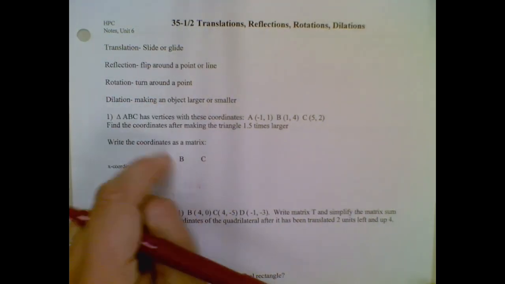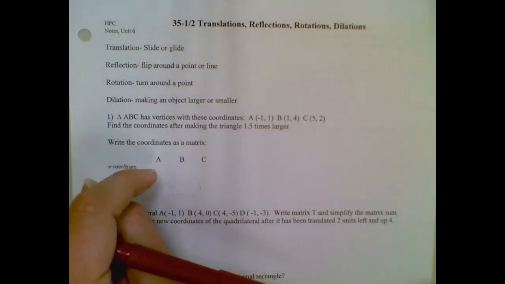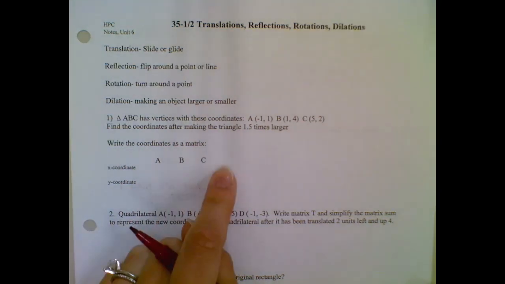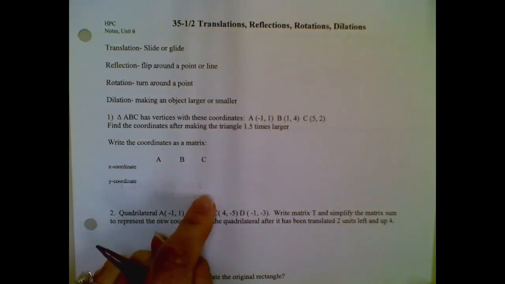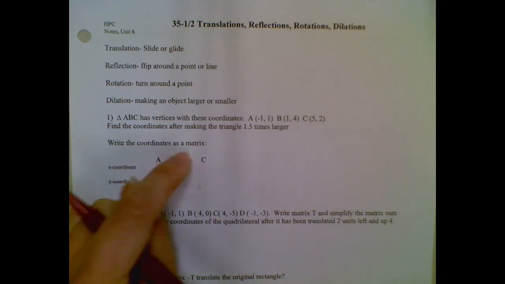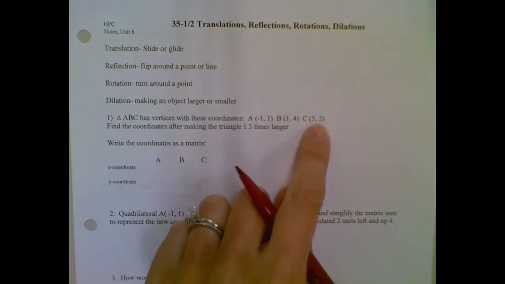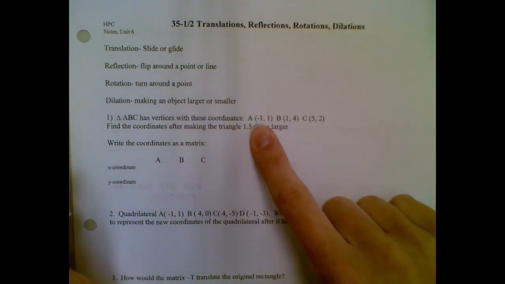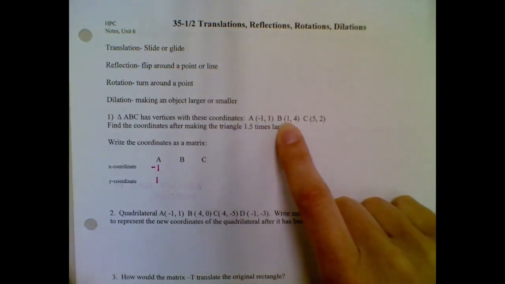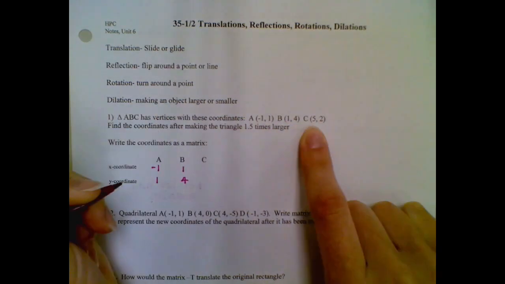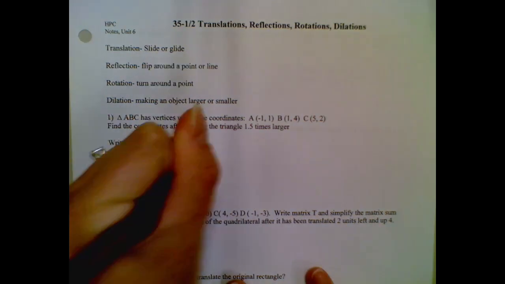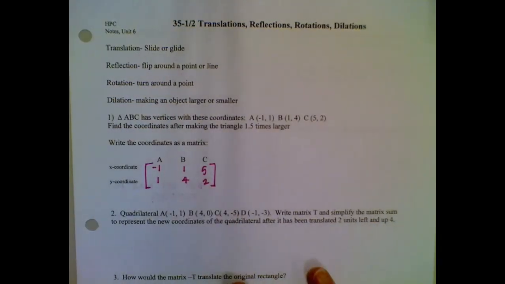Okay? So how we write the coordinates of this triangle as a matrix, row 1 is going to represent the x values and row 2 is going to represent the y values. Okay, and each column is each vertex. So point A is at negative 1, 1, so I'd write it like that. Point B is at 1, 4, and point C is at 5, 2. Okay, so that's how you would write the triangle as a matrix.